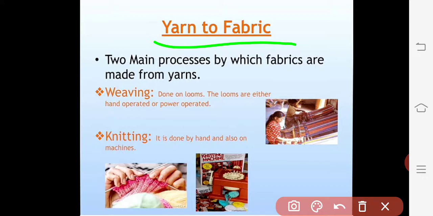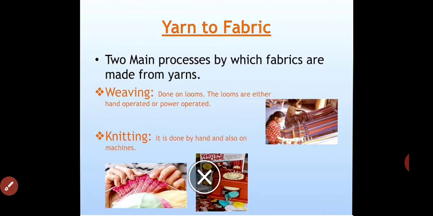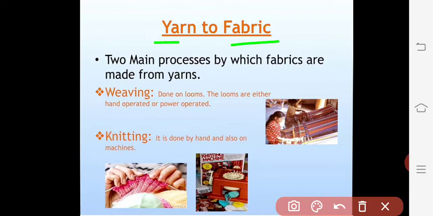Okay, when we make the yarn into fabric, meaning we have already made the fabrics, and from those fabrics we made the yarn, the question arises: how is that yarn converted into fabrics? When we convert yarn into fabrics, there are some processes. Basically there are two main processes by which fabrics are made from yarns. The first very important thing is weaving.